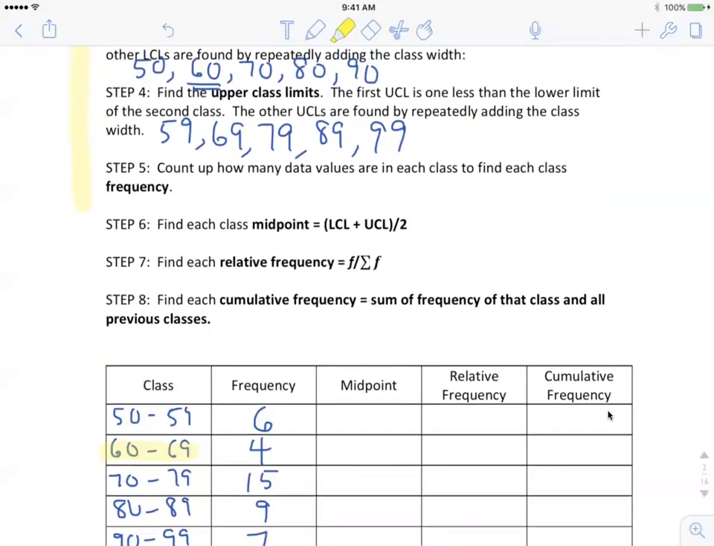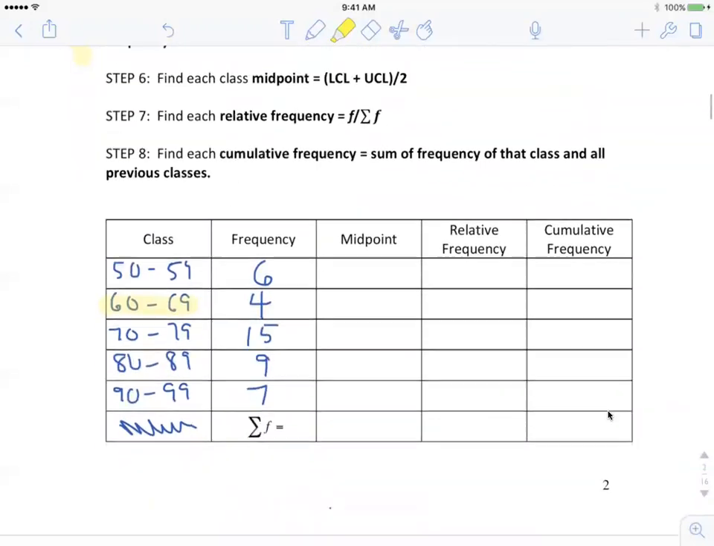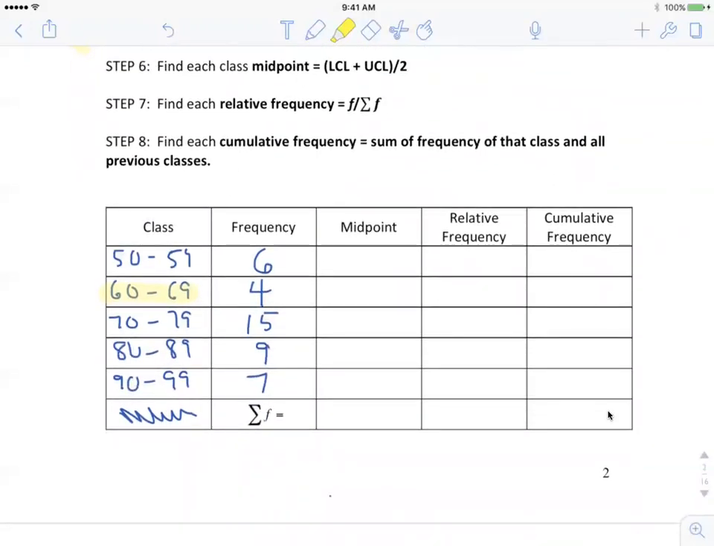Step 6 is finding the midpoint of each class. The midpoint is basically an average value of the class. It's the value that's right in the middle, like for example, the class 50 to 59.